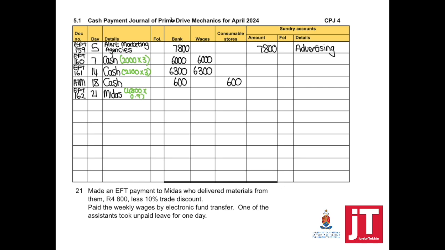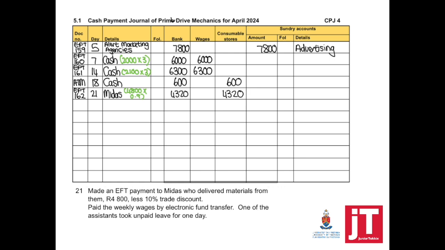Now 4,800 times 0,9 will give you exactly the same answer as if you say 4,800 times 10% and then subtract it. If you say 4,800 times 90 divided by 100, it will give you exactly the same answer as well. So just take note, there are different ways in accounting how we can get to exactly the same answer, as long as we get to the same answer.